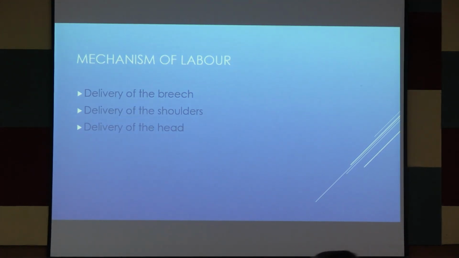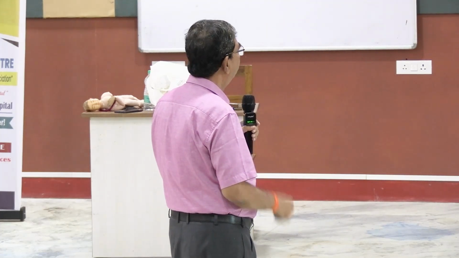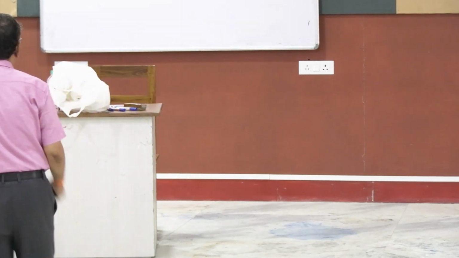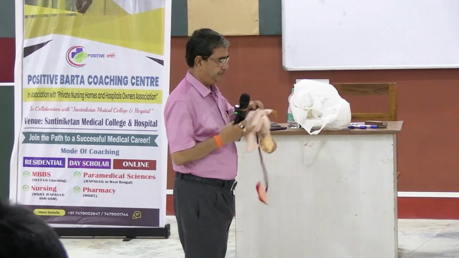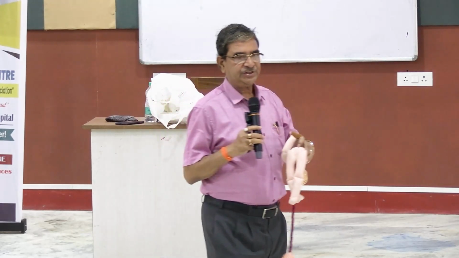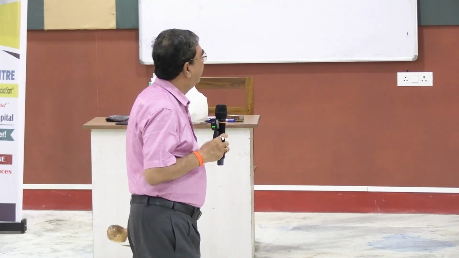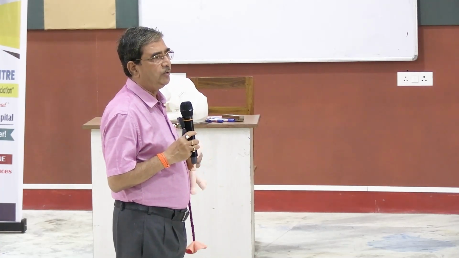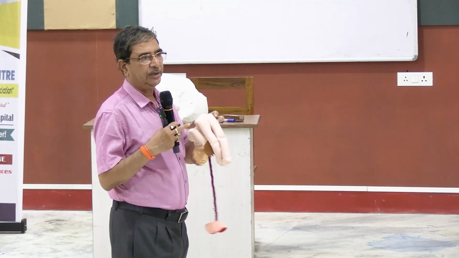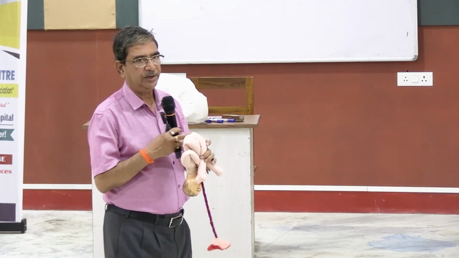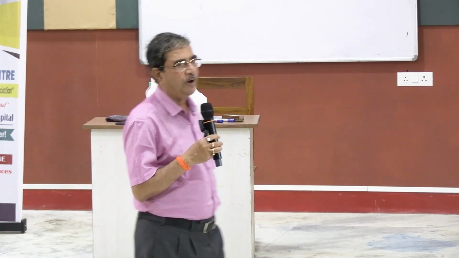Now come to the mechanism of labor of breech delivery. It has three parts: delivery of breech, delivery of shoulder, and delivery of the aftercoming head. Delivery of breech. In breech presentation, what is the denominator? That is the sacrum. Sacrum is the denominator. Engaging diameter, what will be the engaging diameter? Bitrochanteric diameter. This is the bitrochanteric diameter, which will be the engaging diameter, that is 9.5 centimeters.